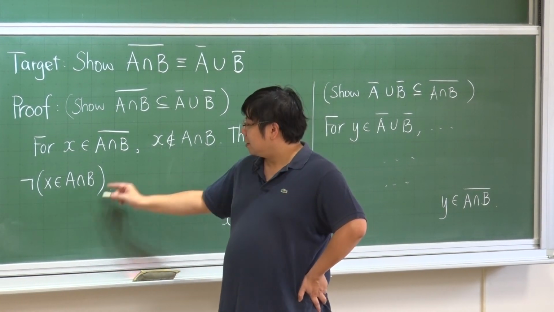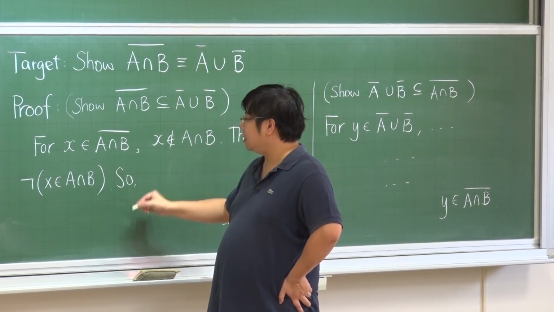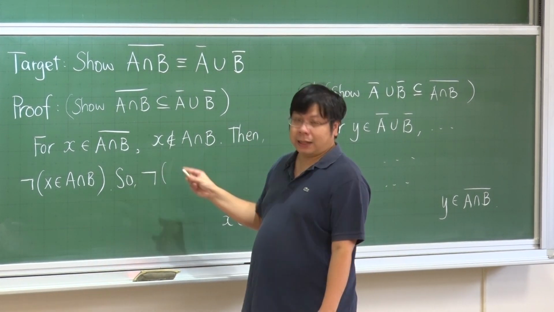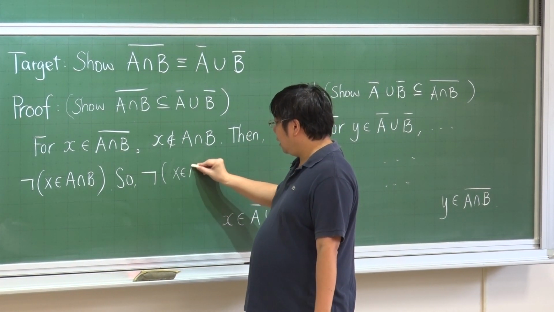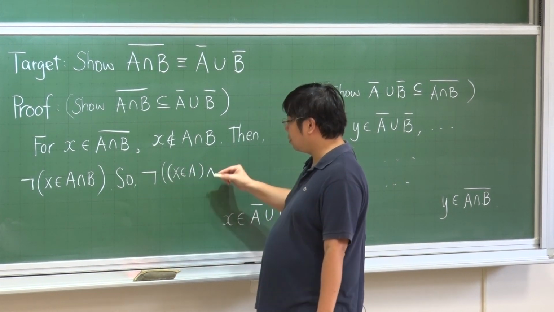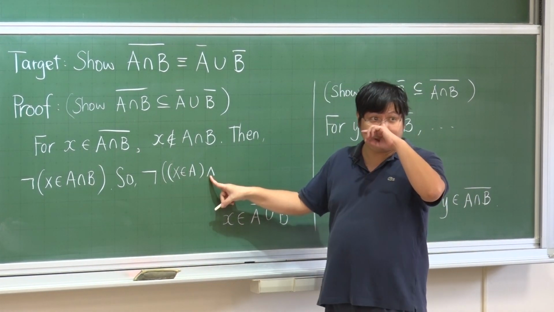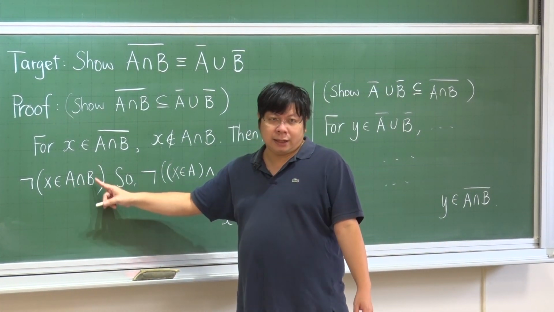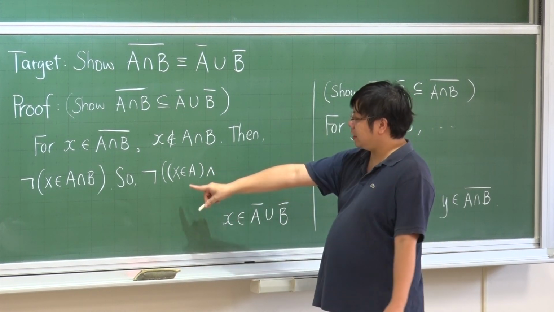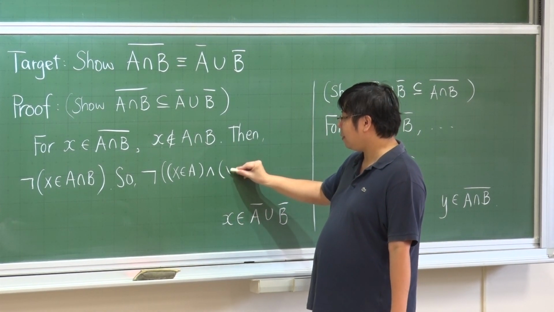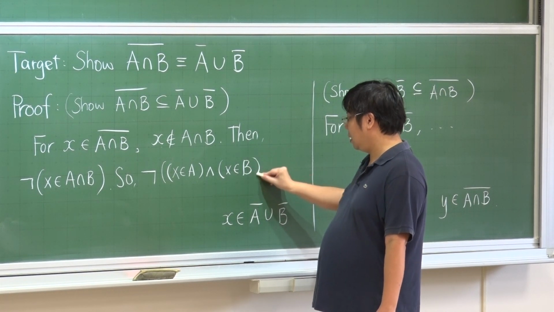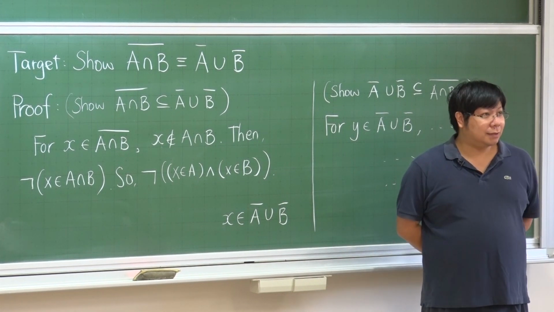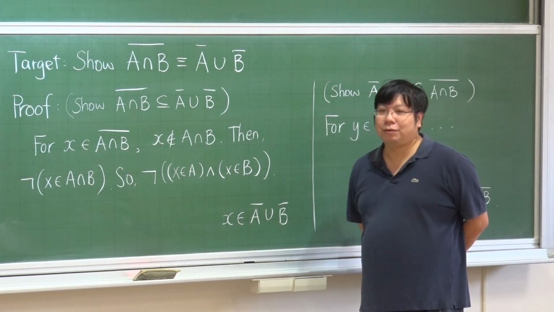If we have this one, this implies not of what? Not of X in A and B. It means that X in A and, notice that this is not a union or an intersection. This is the logical AND. So X is in A intersect B if and only if X is in A and X is in B. Is that okay? Does that make sense?